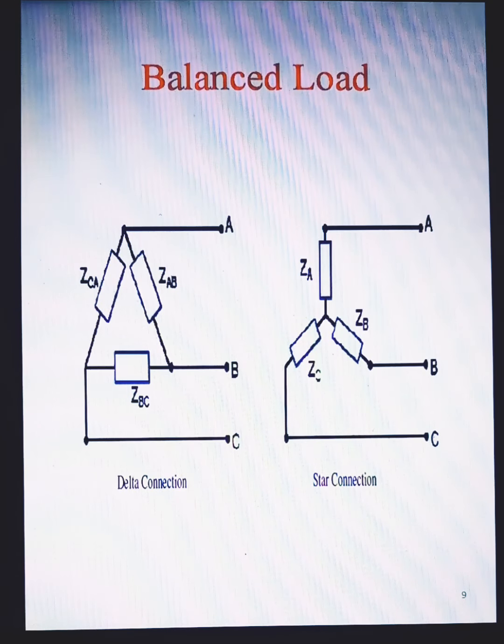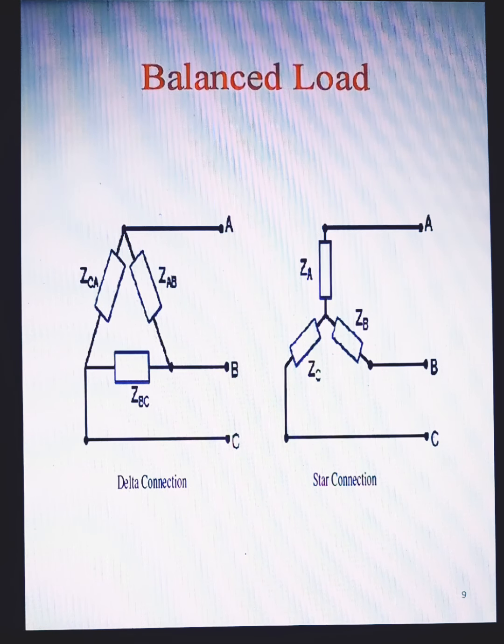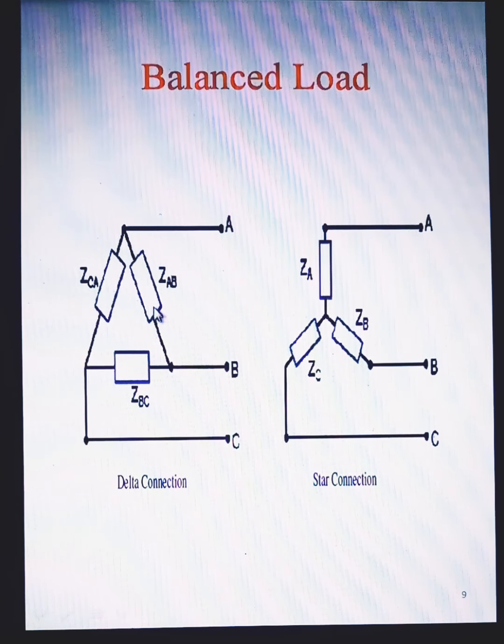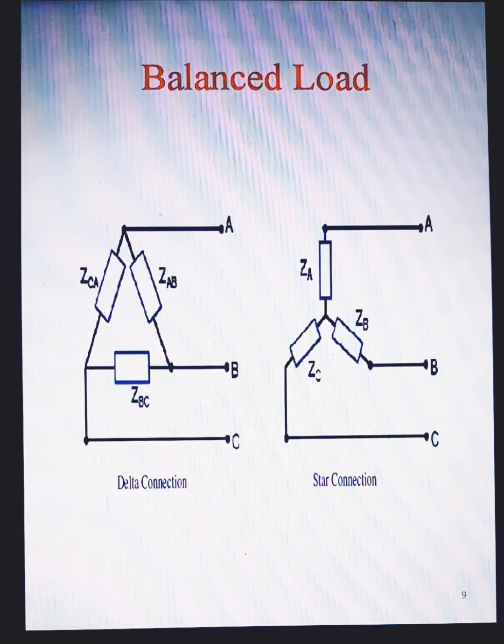Next is balanced load. Balanced load means the impedance magnitude in all the three phases must be same. That load is either connected in the form of delta or in the form of star.